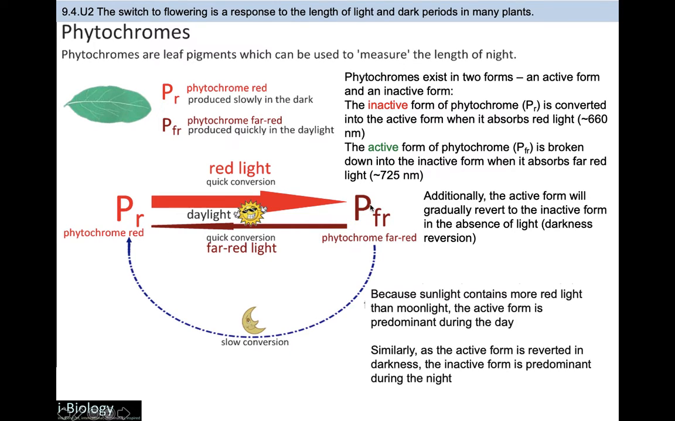Now, I said that the phytochrome far red is the active form, and that active form will either stimulate blooming or flowering, or it can inhibit it. It depends on the type of plant, whether we're dealing with a long day plant or a short day plant.